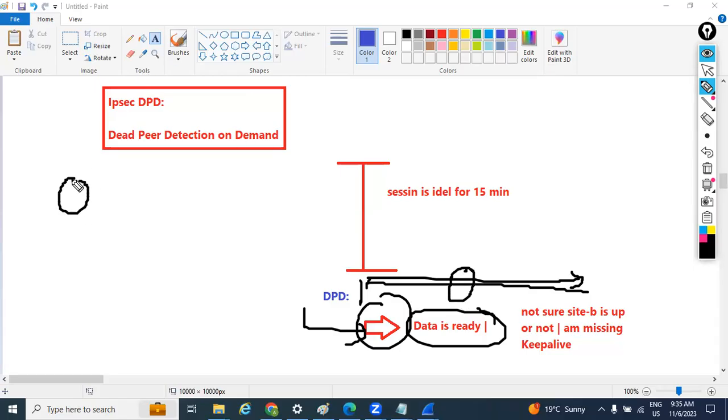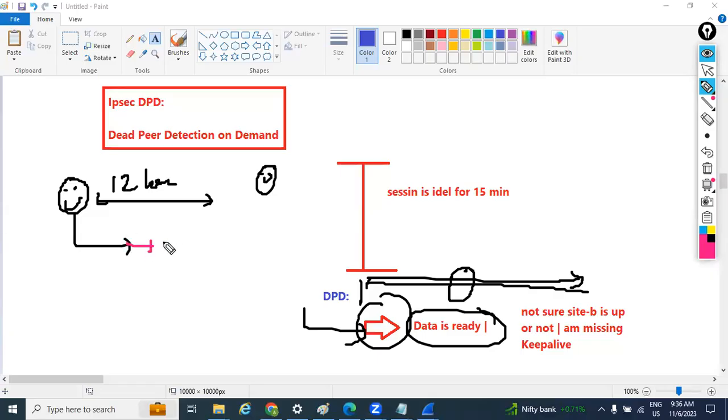Let's consider this is you and your friend, and you have made a plan: okay, tomorrow I'll come to your home. So this is today's plan. But after that, for the next 12 hours, there is no communication between you and your friend. And now you just want to start. Okay, I'll start, and in another 10 minutes, I'll reach my friend's house. But before starting from your home, you would just call him: hey, I'm just coming, are you there now at home? So this is on demand.